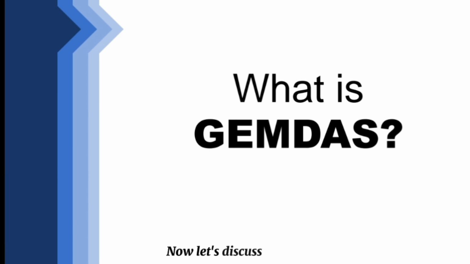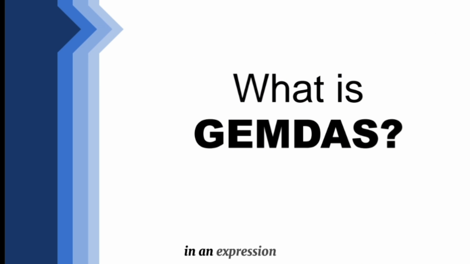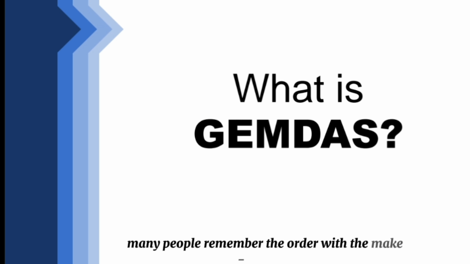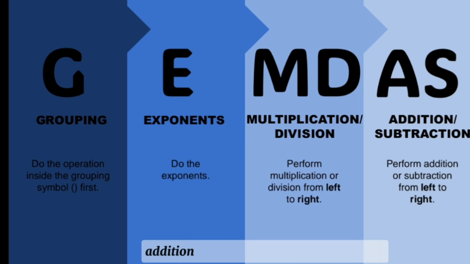Now, let's discuss what is GEMDAS. GEMDAS is the order of operations. It specifies the order to perform each of the multiple operations in an expression or equation. Many people remember the order with the made-up word GEMDAS. GEMDAS stands for grouping, exponents, multiplication and division, addition and subtraction. It is a mnemonic used to remember the order of operations in mathematics. Here's what each letter stands for.